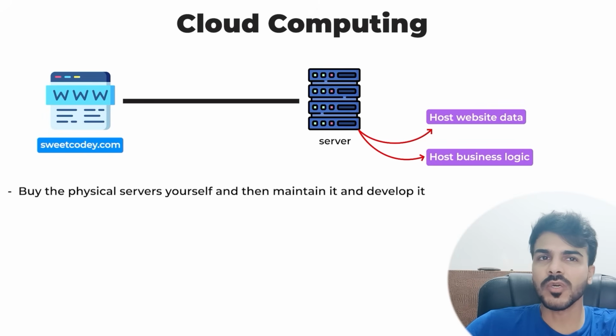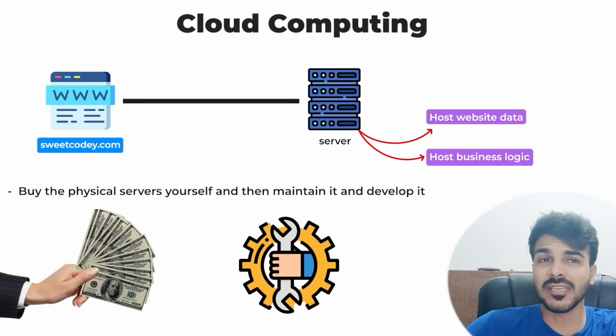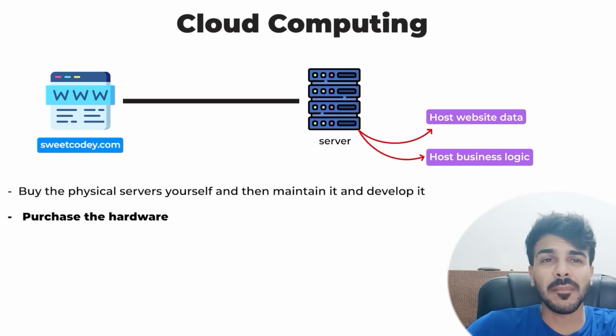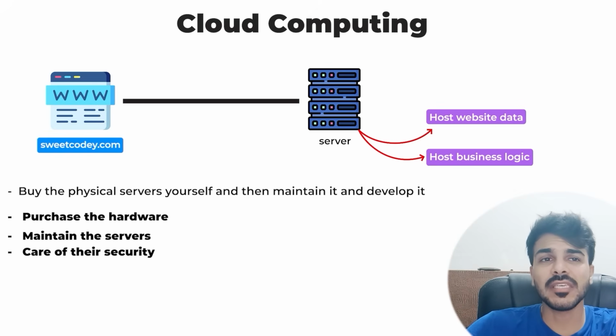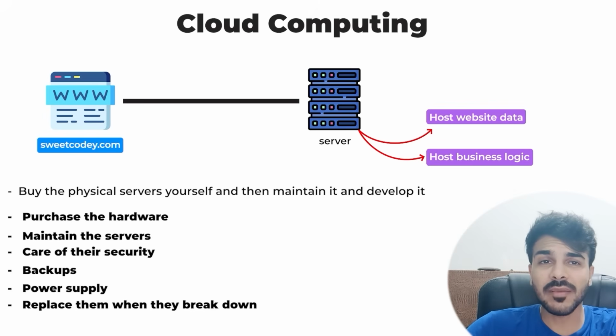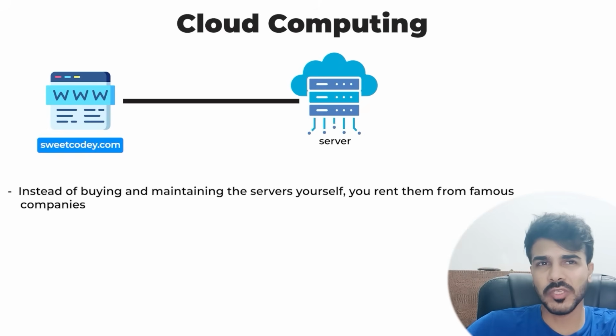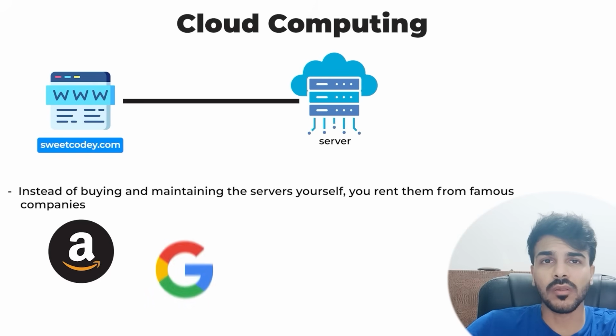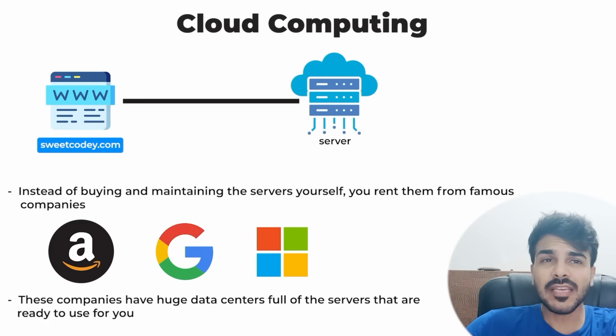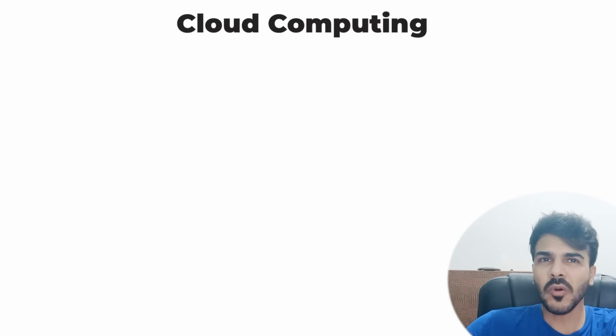You can buy the physical servers yourself and then maintain and develop them. But buying and maintaining the physical servers is expensive and time-consuming. You'd have to purchase the hardware, maintain the servers, take care of their security, backups, power supply, and then replace them when they break down. This is where cloud computing comes in to save the day. So instead of buying and maintaining the servers yourself, how about this: you rent them from famous companies like Amazon, Google, or Microsoft. These companies have huge data centers full of servers that are ready to use for you.